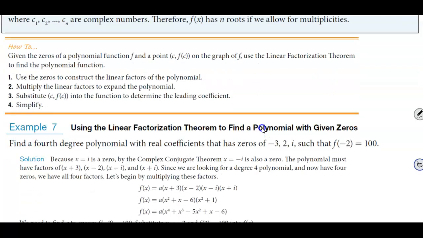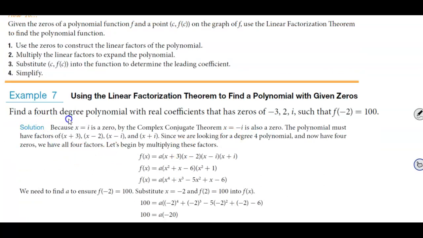So for example 7, we want to find a fourth degree polynomial with real coefficients that has the zeros of -3, 2, and i, such that we have an ordered pair that when x is -2, the output y is 100. Now, because x equals i is a zero, by the complex conjugate theorem, x equals -i is also a zero. The polynomial must have factors of x plus 3, x minus 2, x minus i, and x plus i. Since we are looking for a degree 4 polynomial and now have 4 zeros, we have all 4 factors. So let's begin by multiplying these factors.